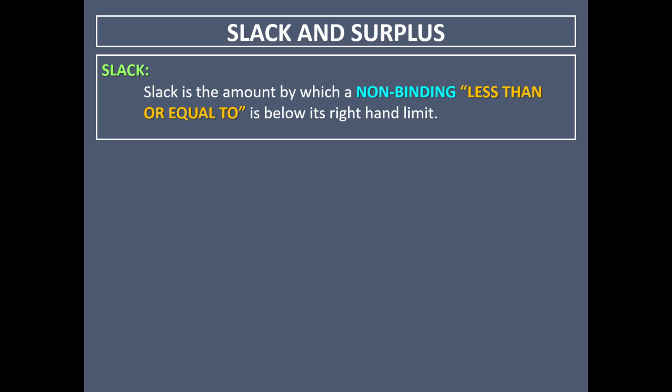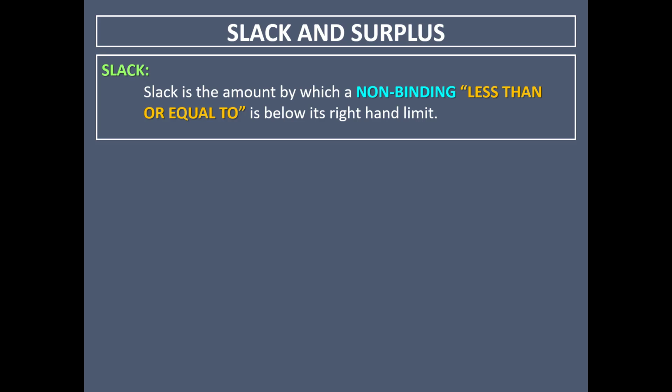When we are speaking about slack, again, slack will only exist on a non-binding constraint, but it has to be a less than or equal to constraint. So for example, if I can use less than or equal to 80 units of something, slack would mean I haven't used all 80 that I could, I've used something less than 80. And the amount of slack is the amount of units less than 80 that I would have actually used.